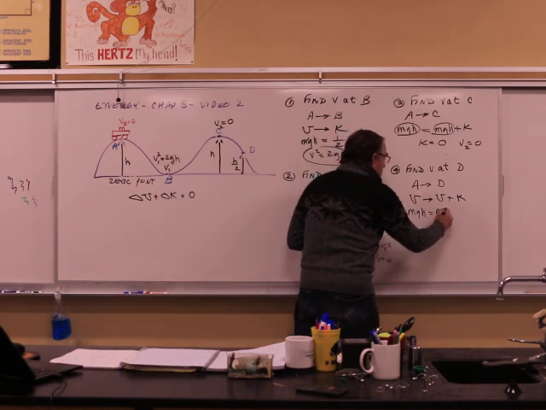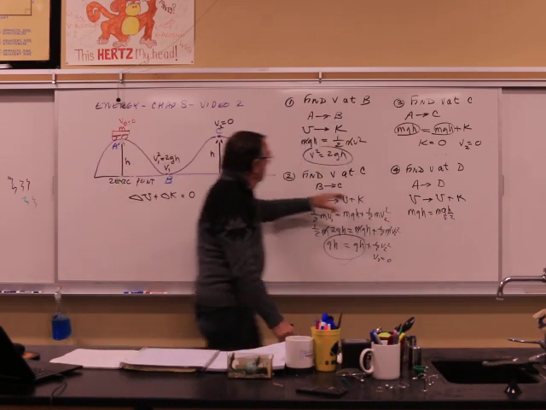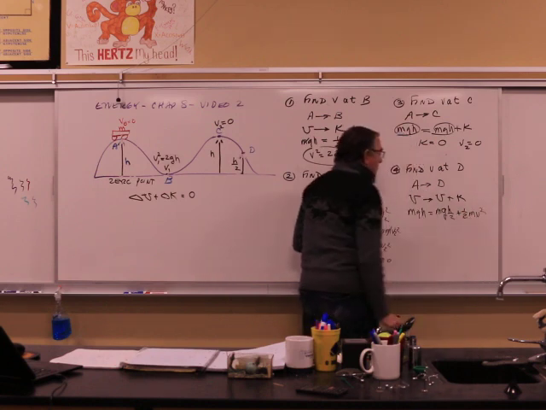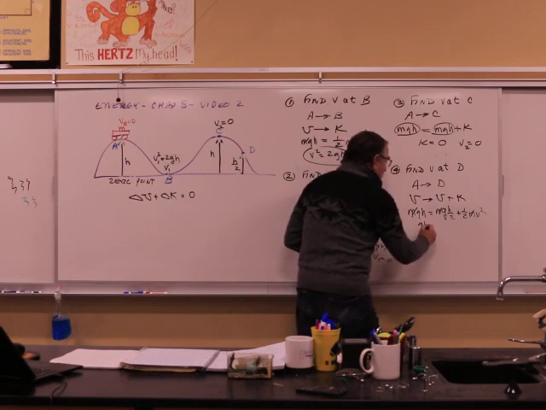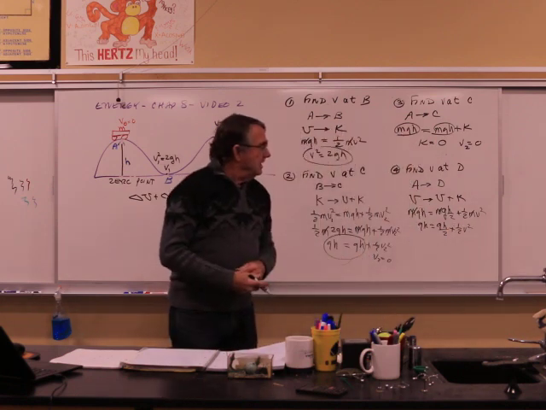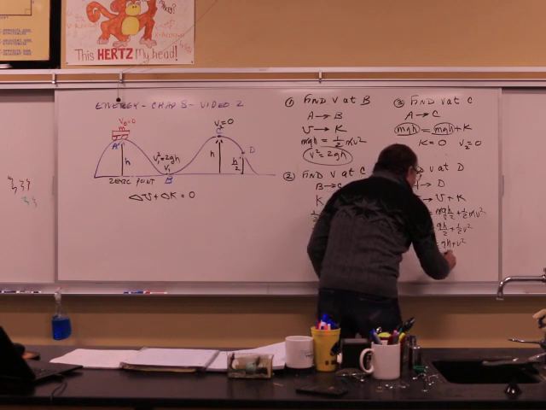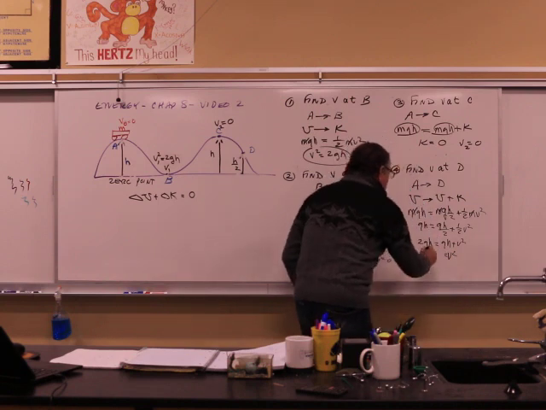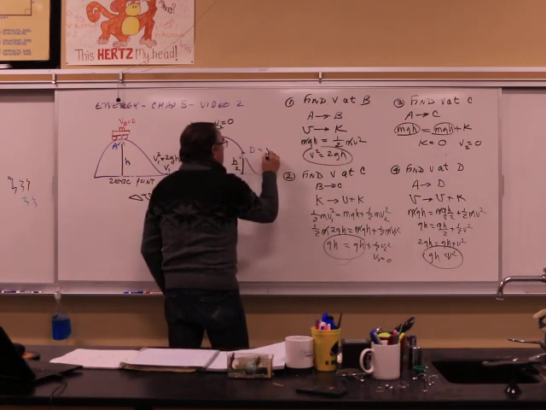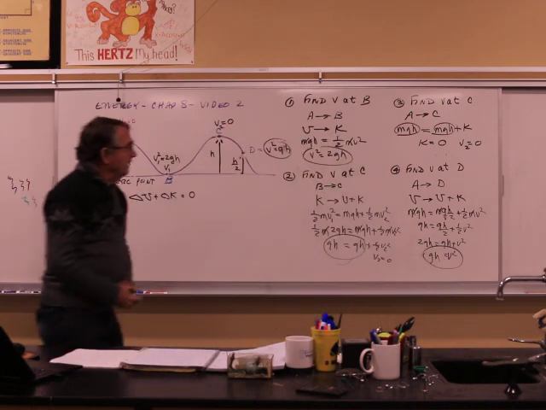mgh at the top, height h. This is mgh over 2, the height here is h over 2, plus kinetic, plus 1/2 mv squared. All of the masses cancel. We have gh is equal to gh over 2 plus 1/2 v squared. If I go ahead and multiply through by 2, I get 2gh equals gh plus v squared. This comes over here. V squared is equal to gh. So right here, velocity squared is gh. Okay, we're done.